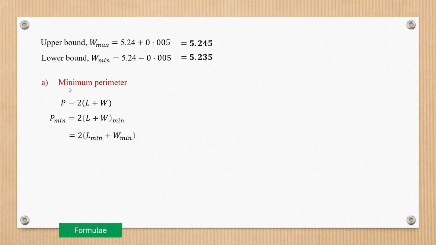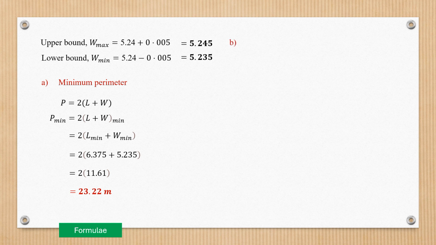Now let's look at addition. So now looking at addition and we're finding the minimum, remember we shall have L min plus W min. So we ignore the 2 because the 2 is just a constant. So now I'm going to put in the values, and I'll have 2 times 11.61, which is 23.22 meters. That is the minimum value of the perimeter, and that's what they wanted.